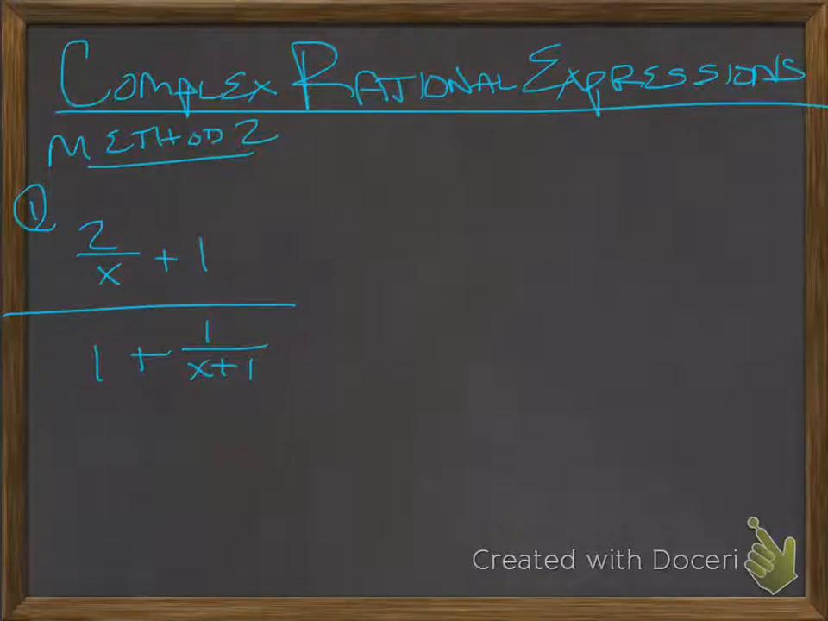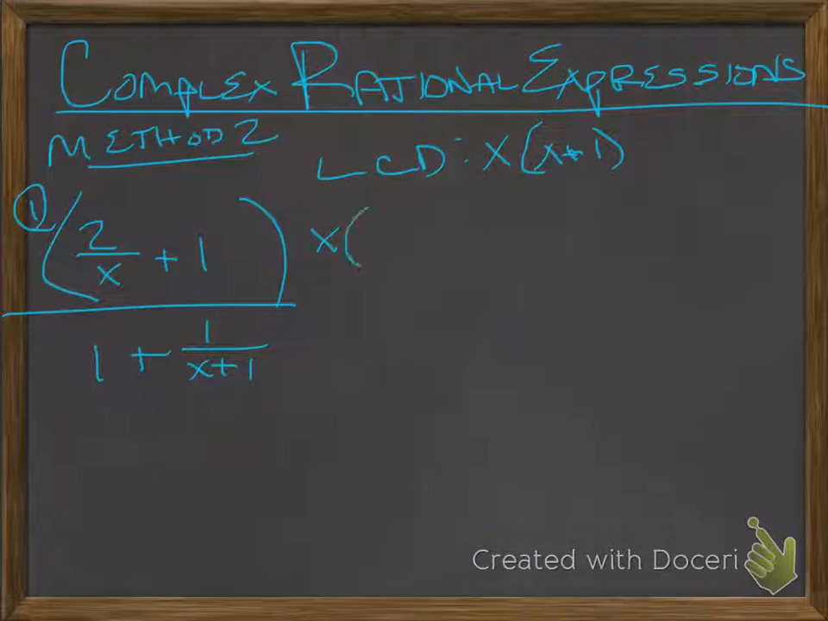So in this method, what you're doing is you need to find the LCD, the least common denominator of all the denominators. So I'm looking at this. Well, this denominator is a 1, this denominator is a 1, and this one. So the least common denominator of those is going to be x times x plus 1. And what I'm going to do here is multiply that to this numerator here, and I'm going to multiply it to this denominator.